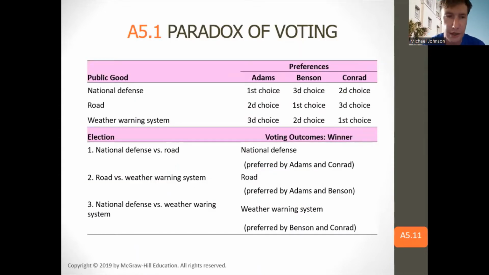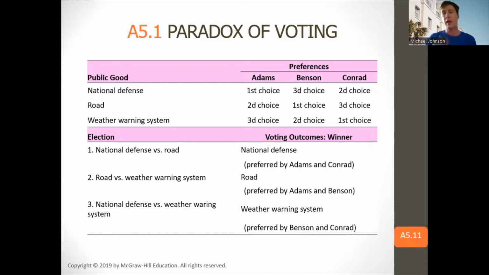So this is a model that Adams, Conrad, and Benson use. So when it comes to national defense versus road, people usually pick national defense. And then when it comes to road versus weather warning system, people usually pick roads to focus on. And then if it comes to national defense versus weather warning system, people would pick weather warning system over national defense, just based on their model.